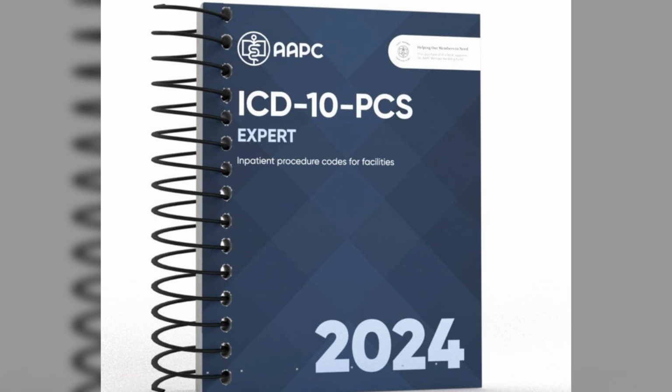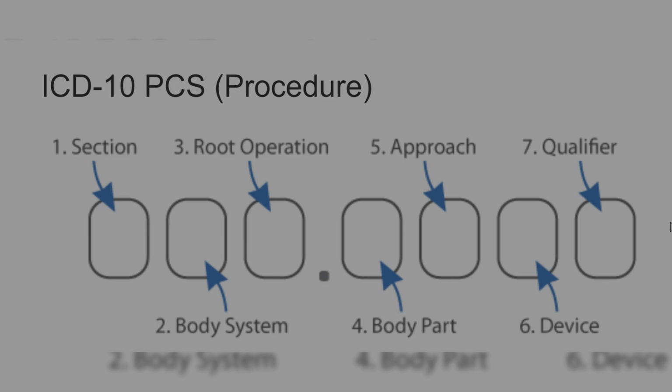This system is used only in inpatient settings and is designed for coding procedures. It's highly detailed and uses 7-character alphanumeric codes. Each character in an ICD-10-PCS code has a specific meaning, such as the section of the procedure, the body system involved, the root operation, and any devices used. It's a much more structured and detailed system compared to ICD-10-CM.